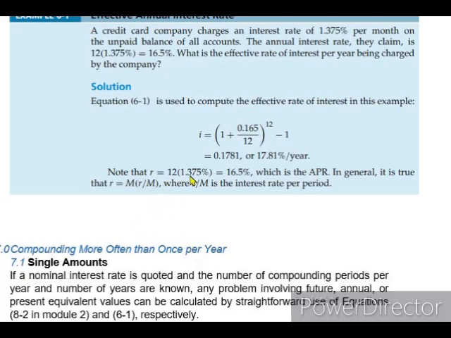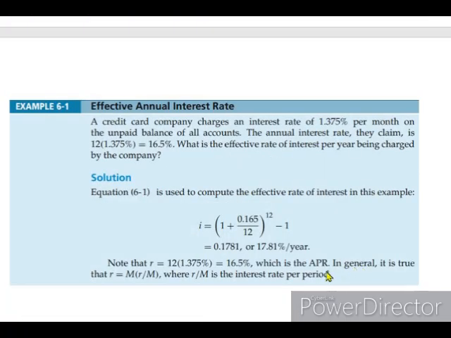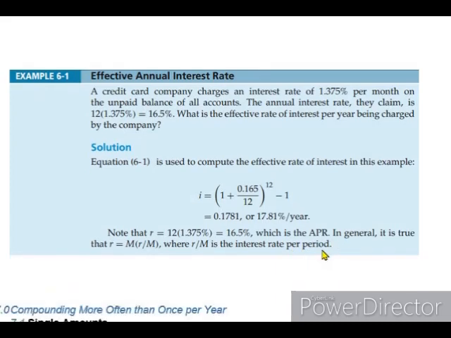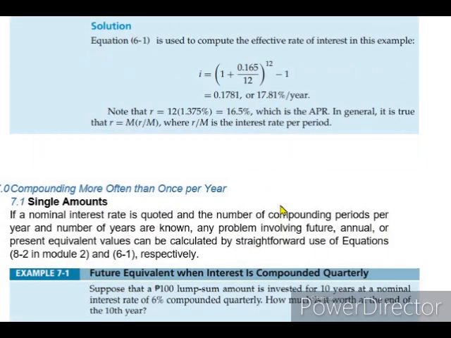So, note that R is equal to 12, yan, minultiply 16.5%, which is the APR, okay? O yung annual percentage rate. In general, it is true that R is the interest rate per period. So, yung R dito guys, yung interest rate per period. And napansin nyo na mas malaki pa rin talaga yung I. Okay? Yung I kesa sa R. Okay? So, next.